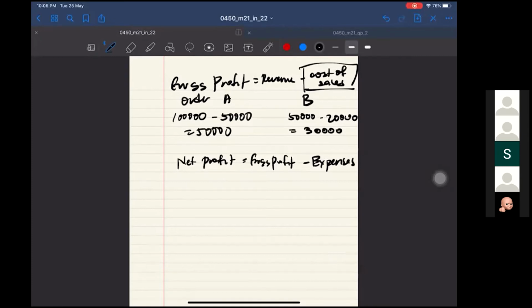So that's why net profit also needs to minus the tax. But usually in your IGCSE syllabus, we do not need to minus the tax. It's not in your calculation for the tax deduction. You just need to use net profit equals gross minus expenses.